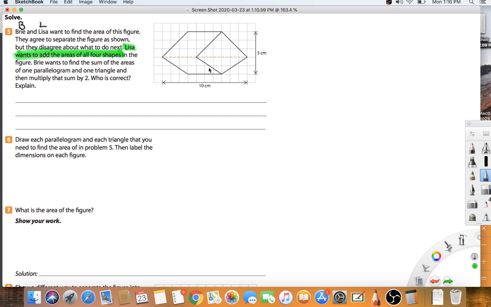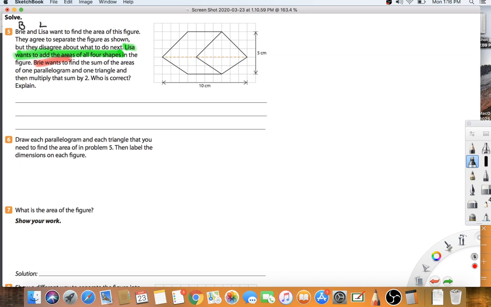But for this one, I mean, Lisa's correct. Yes, we do have to break these apart and add up the areas. That's the correct way of doing it. Who is correct? Okay, Lisa's correct, but we'll explain right now with our work. But let's see what Bree said.